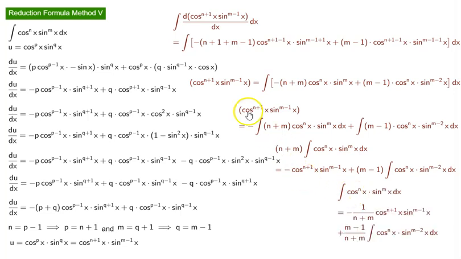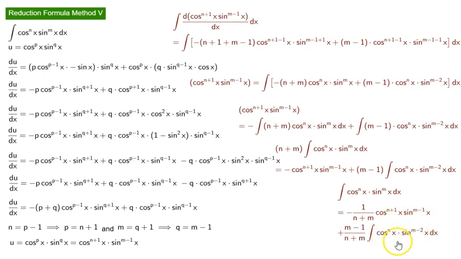What we have now is the integral of cos to the power of n x times sin to the power of m x dx. We are taking n plus m to the other side, and it is equal to minus 1 by (n plus m) times cos to the power of n plus 1 x times sin to the power of m minus 1 x, plus (m minus 1) divided by (n plus m) times the integral of cos nx times sin to the power of m minus 2 x dx.